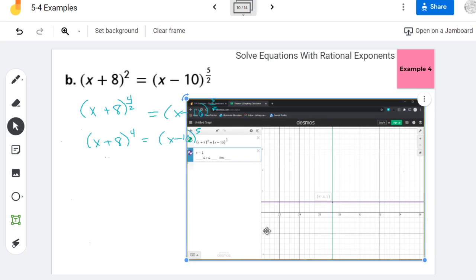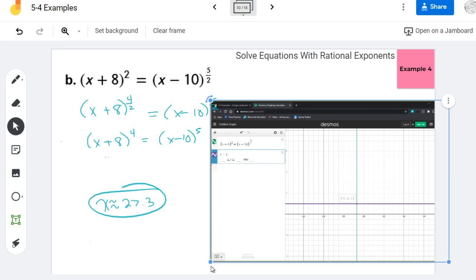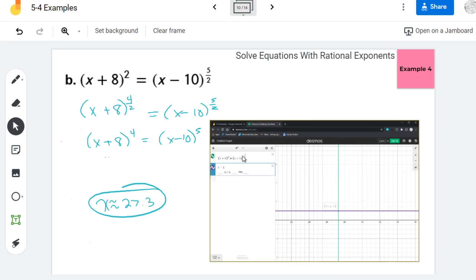So that's where I put it into Desmos, and that's where the answer x is approximately 27.3 is coming from. That is not exact. The actual answer to this goes on forever. It's an irrational number. Do I know what it is? Nope. But there you have it.